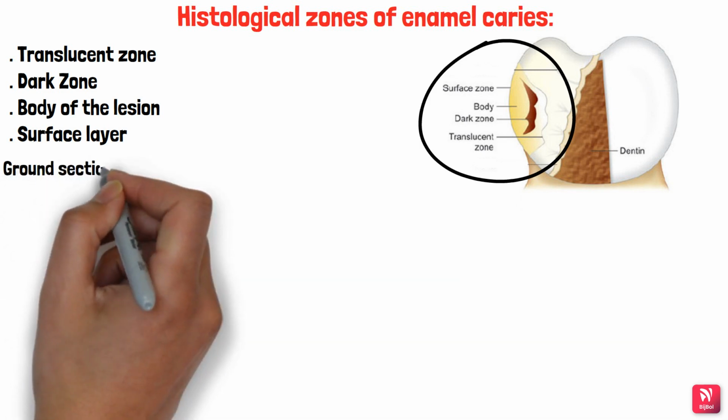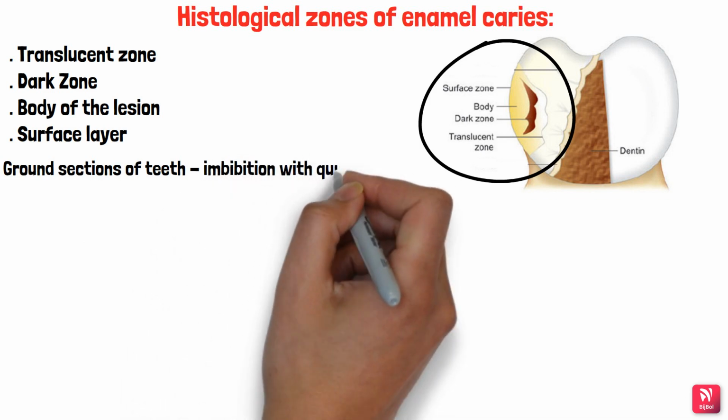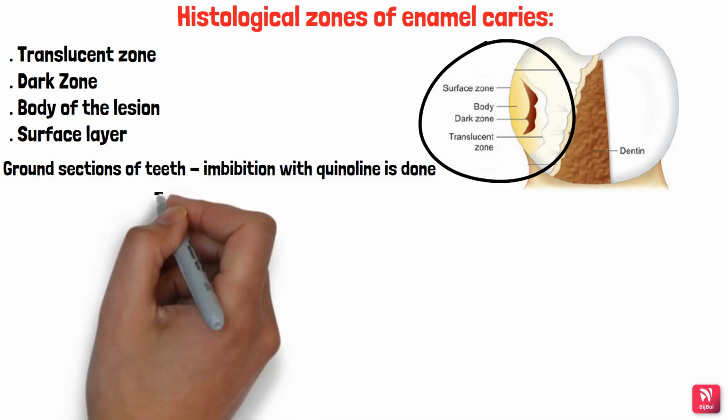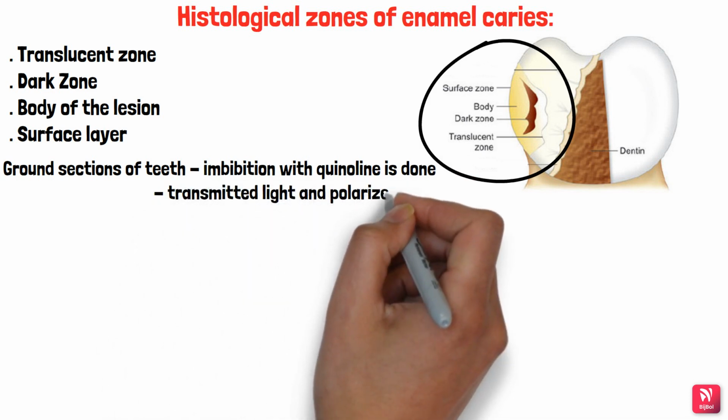And how can we see these different zones of enamel caries? We can see them only in ground sections of the teeth, that is, thin slices of the teeth, where they are imbibed with quinoline.